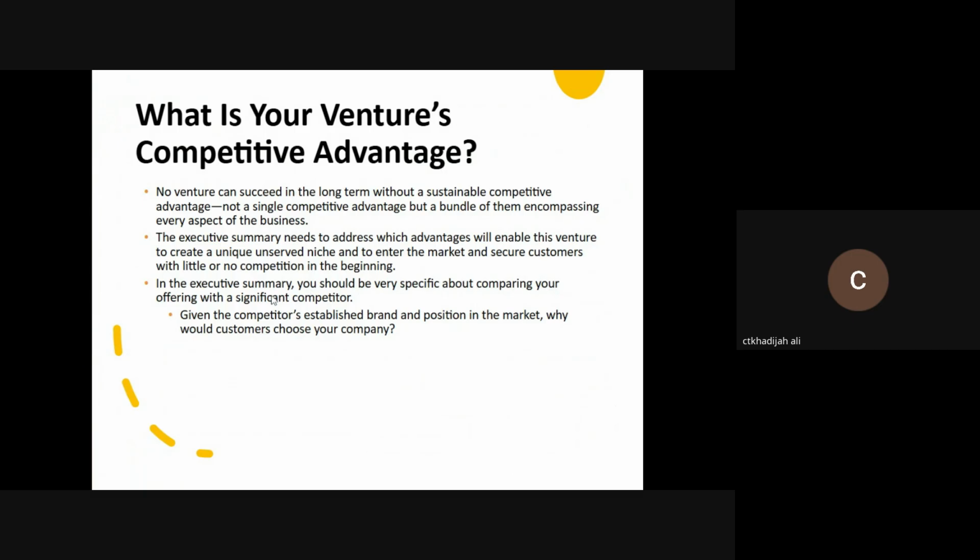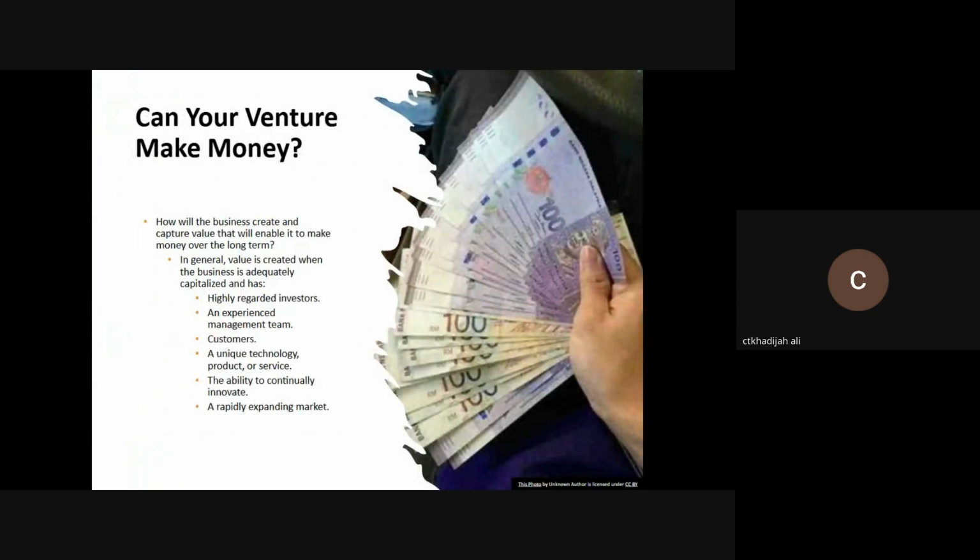In the executive summary, you should be very specific about comparing your offering with a significant competitor. Given the competitor's established brand and position in the market, why would customers choose your company? Next question. Can your venture make money?